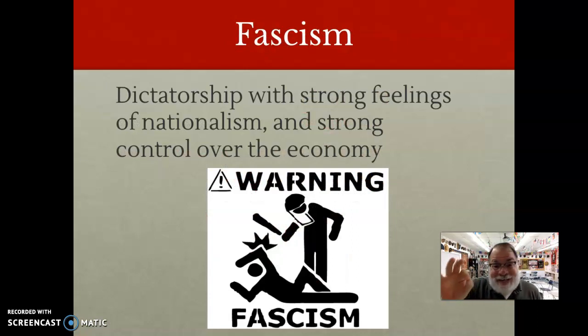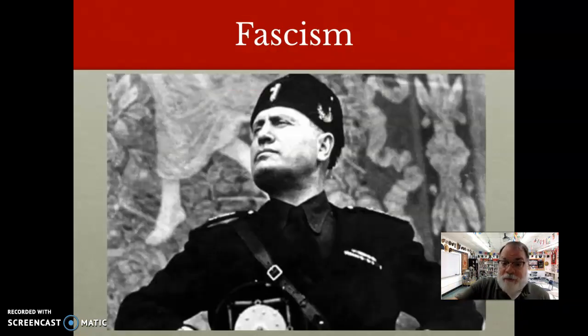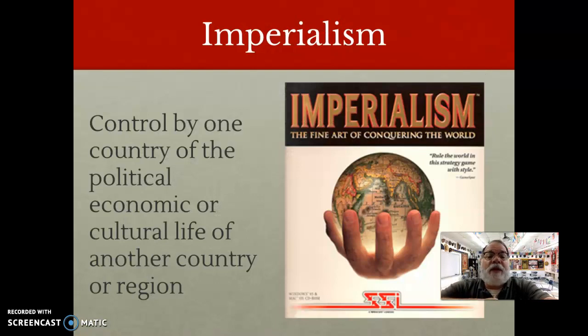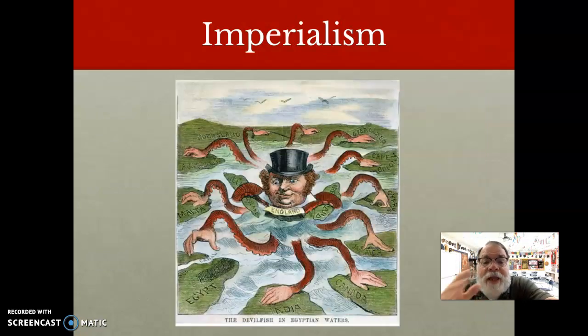Fascism is a dictatorship with strong feelings of nationalism, which is love of country, and strong control over the economy. Here is El Duce, the leader, Benito Mussolini, the famous fascist leader of Italy during World War II. Imperialism is control by one country of the political, economic, or cultural life of another country or region. Here we see John Bull of England, who controlled all these different parts of the world.